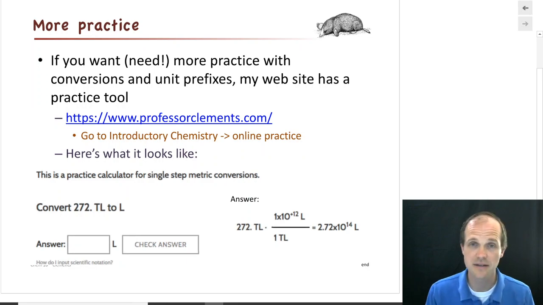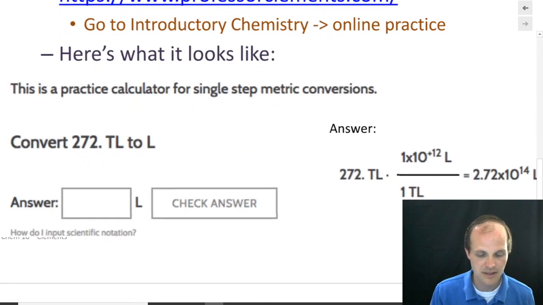There we go. It's not wanting to go to the next page. So if you want or need more practice, and most of you will, these conversions with unit prefixes usually take people a while to grasp. I have a website, it's professorclements.com, and in the introductory chemistry section, there's an online practice part that will give you single-step and two-step metric conversions until the cows come home.